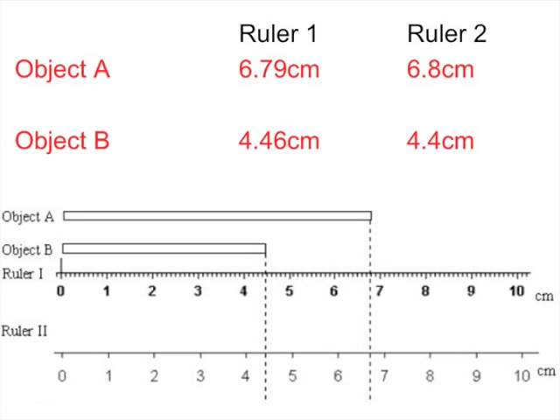Object B, the shorter object. If I look at it, it's almost at 4.5 centimeters. So I'm going to estimate that, because it's not quite there, at 4.46 centimeters. The dash is a little bit more than halfway between the 4.4 and the 4.5. Then if I used ruler 2, well, it's almost halfway between 4 and 5. I'd say it's about 4.4 centimeters. So you can see the difference in the measurements depending on the tool, and that we are always adding one decimal place to the tool using our powers of estimation.